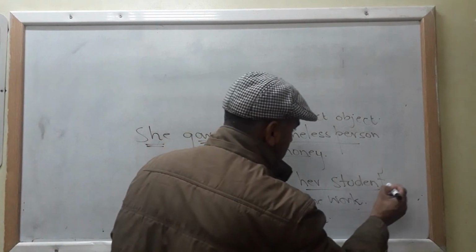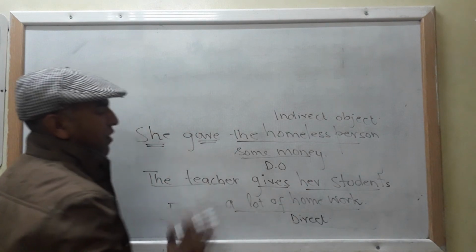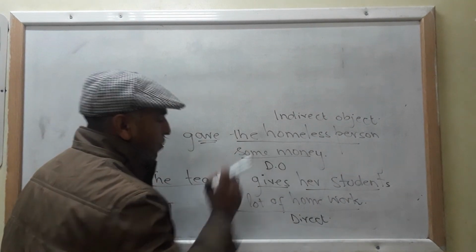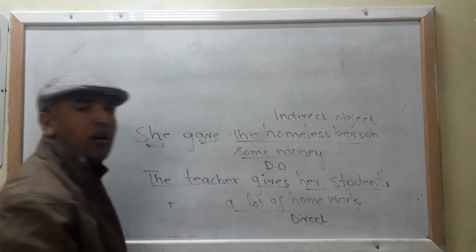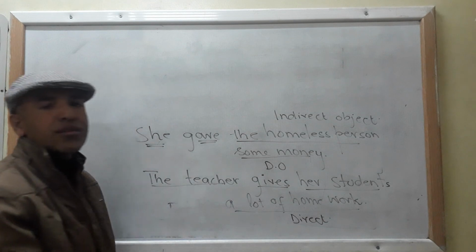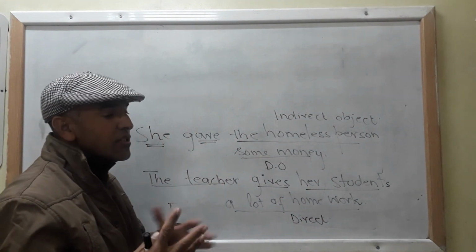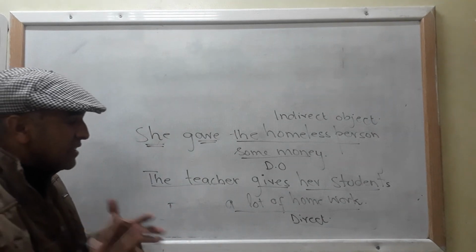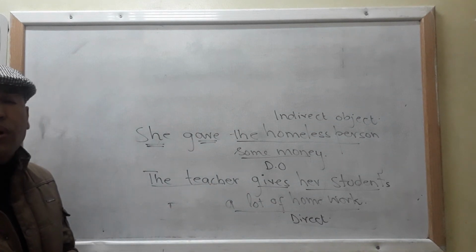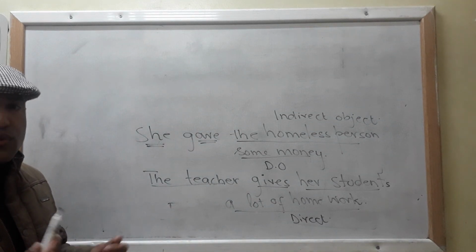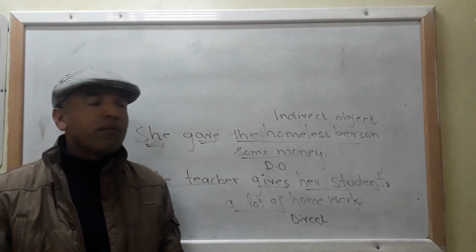Now whom does the teacher give? Her student. As I told you, your indirect object is the receiver. So whom does she give a lot of homework? Her student. So here her student is the indirect object, because it receives the direct object. And your direct object is the receiver of the action denoted by the verb in a sentence. So that's enough, I think, for today.